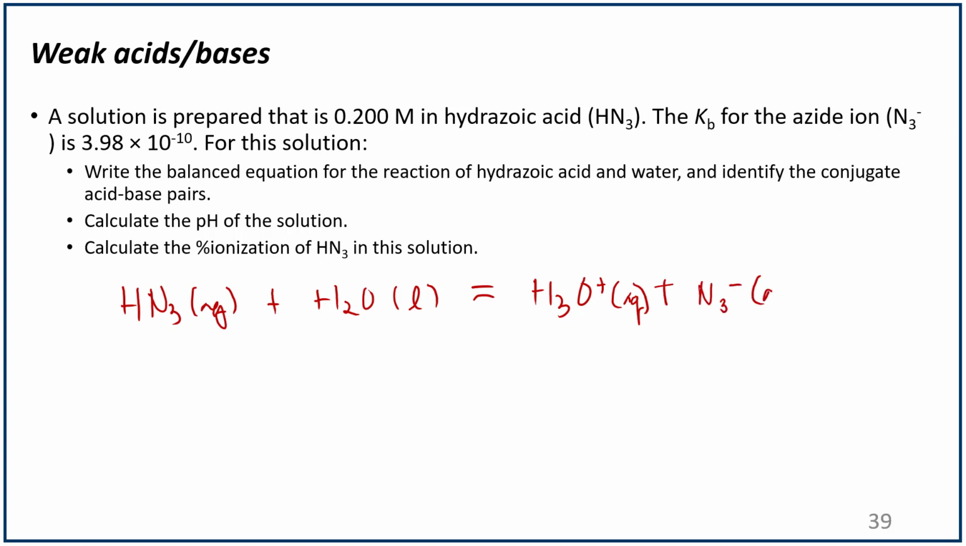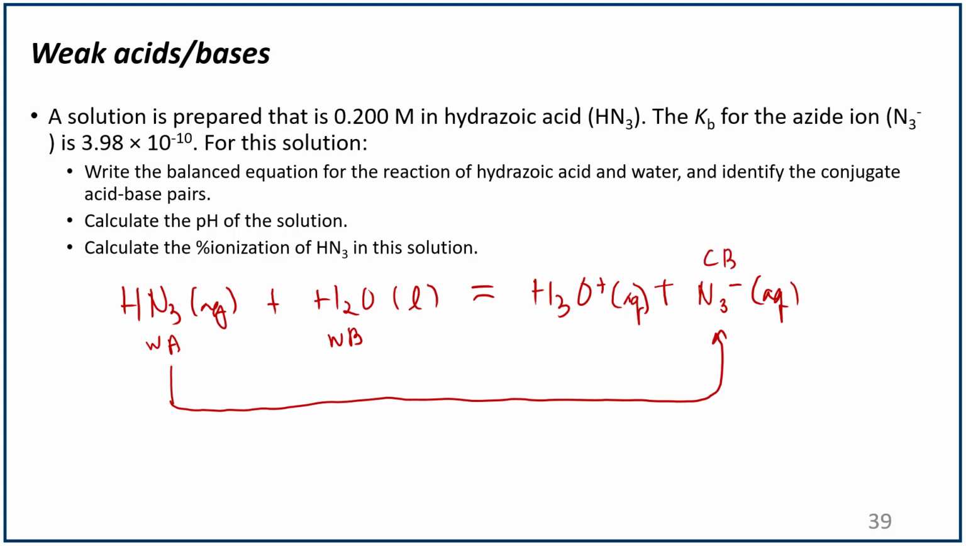azide ion. So again, hydrazoic acid behaves as an acid. It gives up a proton to water, which here acts as a base. And when hydrazoic acid gives up that proton, it is converted into its conjugate base. So azide here is the conjugate base, and hydronium should be the conjugate acid for water. So that's basically the first problem.